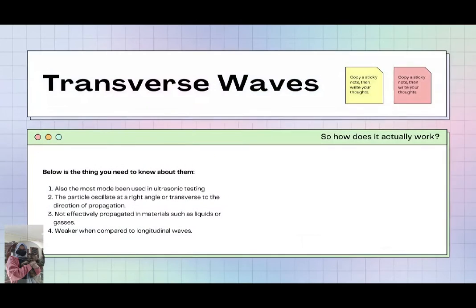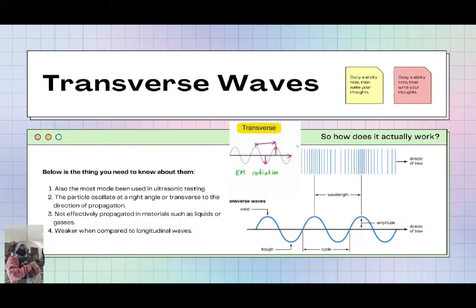We continue with the transverse wave, also known as shear wave. It is also one of the most used modes in ultrasonic testing. You can see the bottom one. The particle oscillates at a right angle to the direction of propagation.